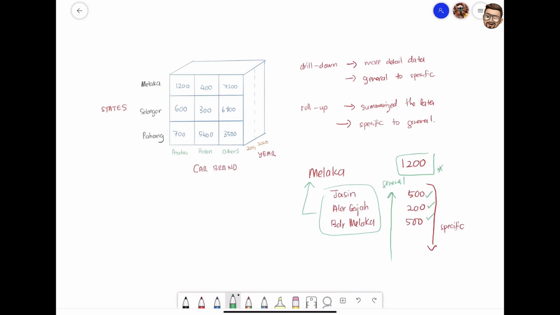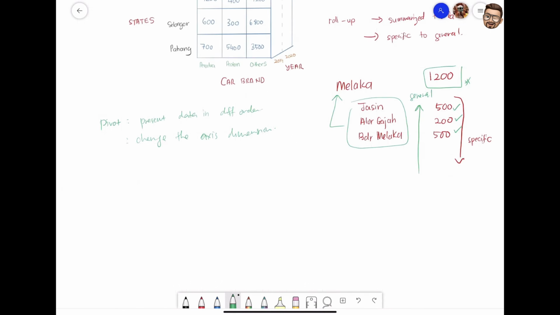Okay. Then the last one is pivot. What do we mean by pivot here? You present data in a different order. It means you can change the axis of the dimensions. So sometimes what you want to do is put the car brand on the Y, okay, car brand is on the Y over here, and the states are on the X. So we still have almost the same data, however it will be in a different order.